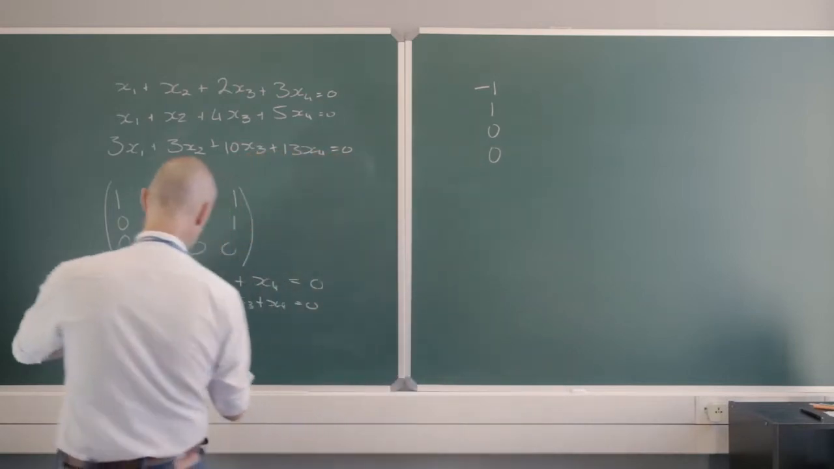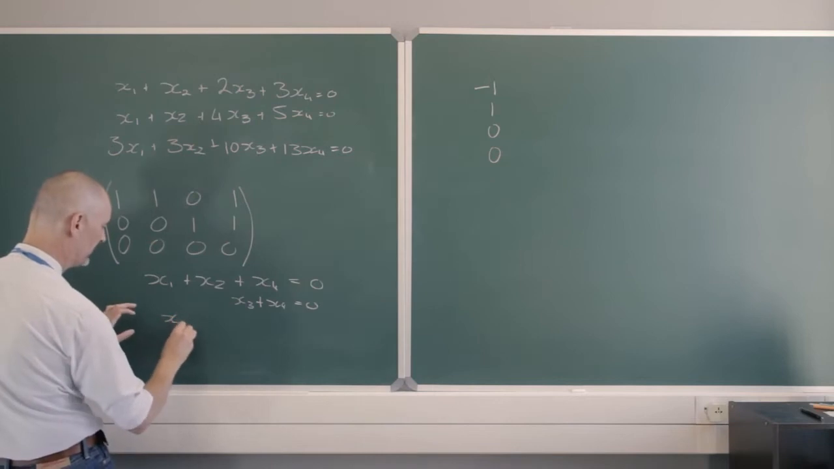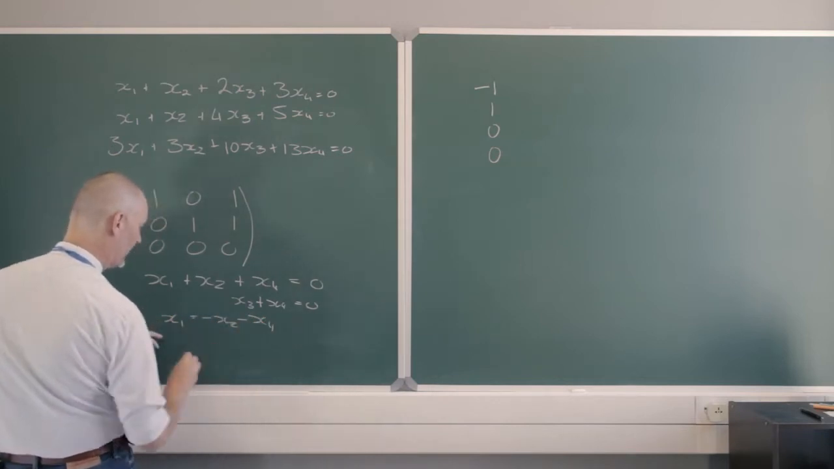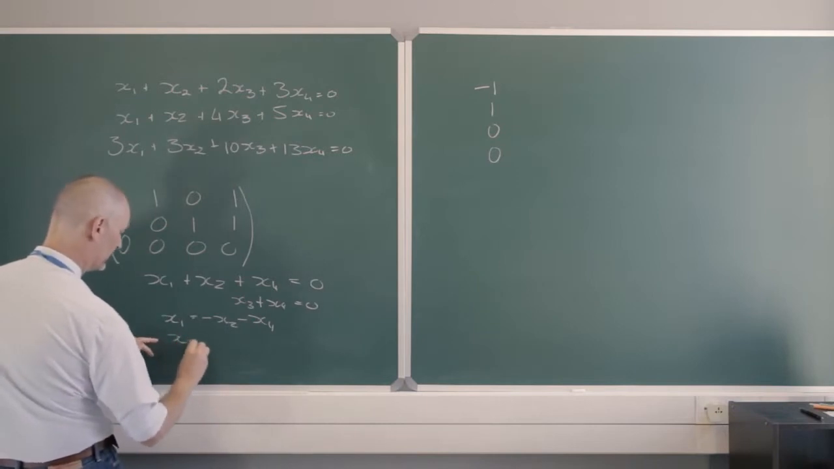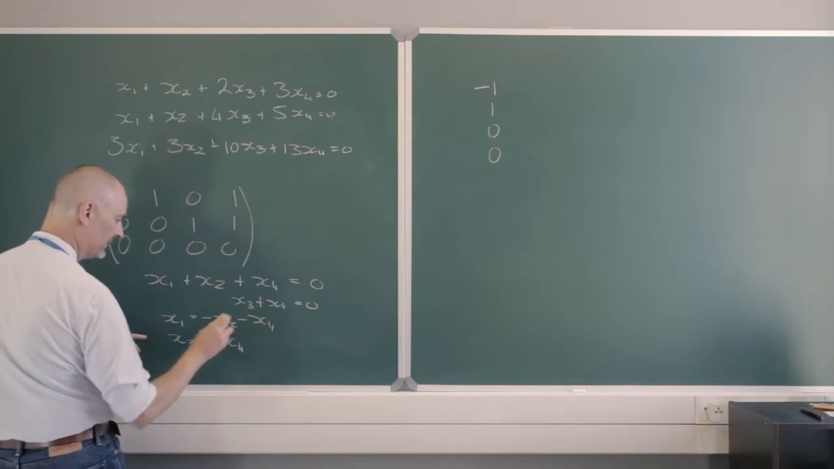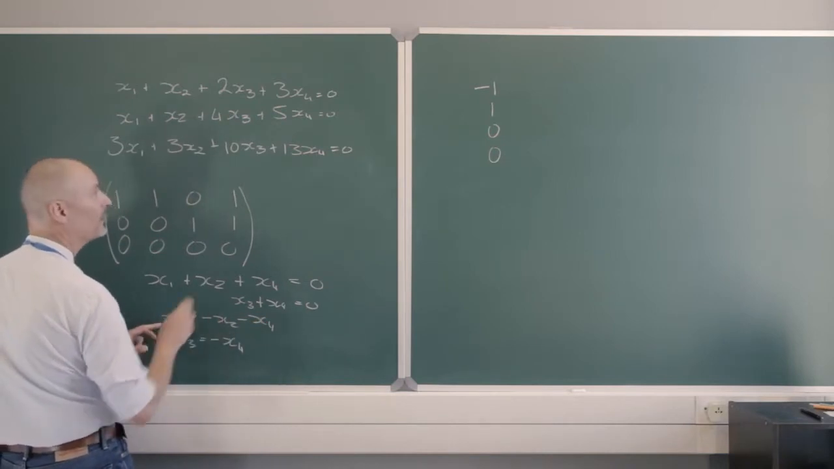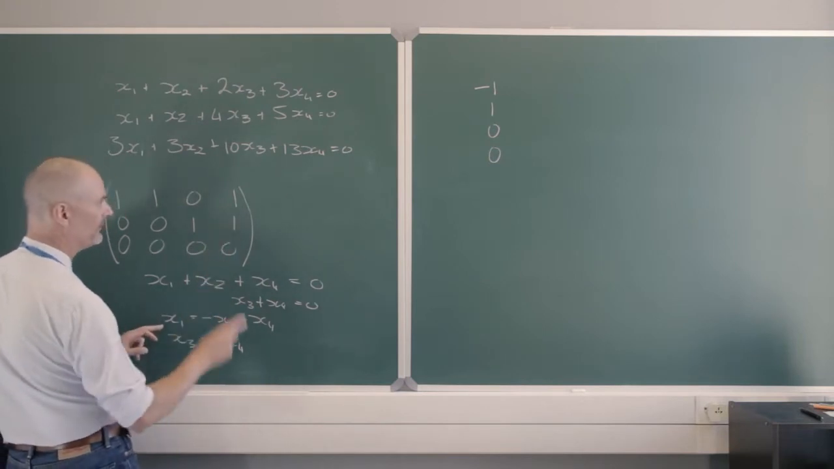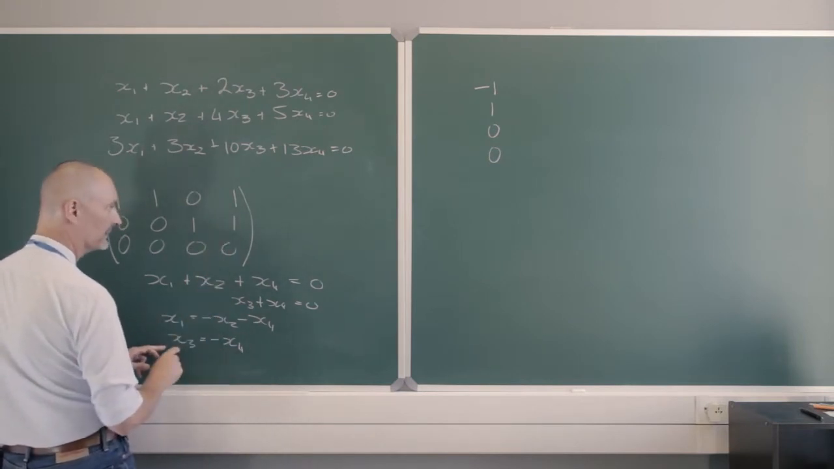All I'm doing here is solving this first equation for x sub 1. So that's minus x sub 2 minus x sub 4. And this second one is minus x sub 4. So in the first instance, I made this a 0 and this a 1. That made x sub 1 negative 1. I made this a 1, so it is there. If I made x sub 4 a 0, x sub 3 is a 0.